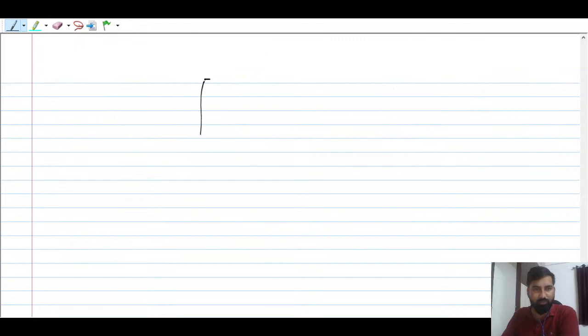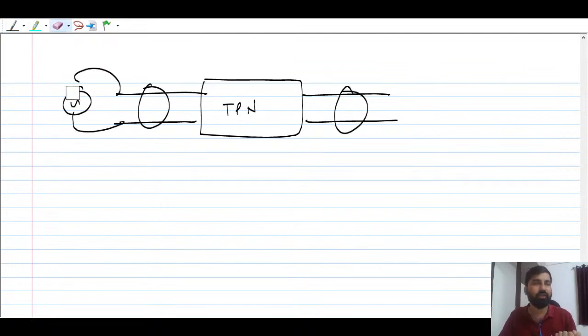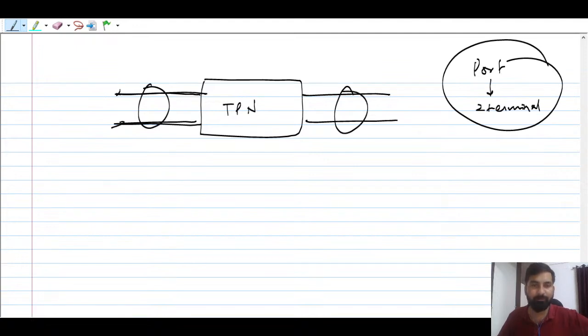And suppose I take one black box here, and these are the two terminals here. We call this a two-port network. If someone asks how many terminals are there here, it has two terminals. Here we are going to apply some kind of source, but right now I did not talk about sources. So what is a port? A port is nothing but a pair of terminals. So in order to define a port, you need two terminals. These are very important things that you have to remember.